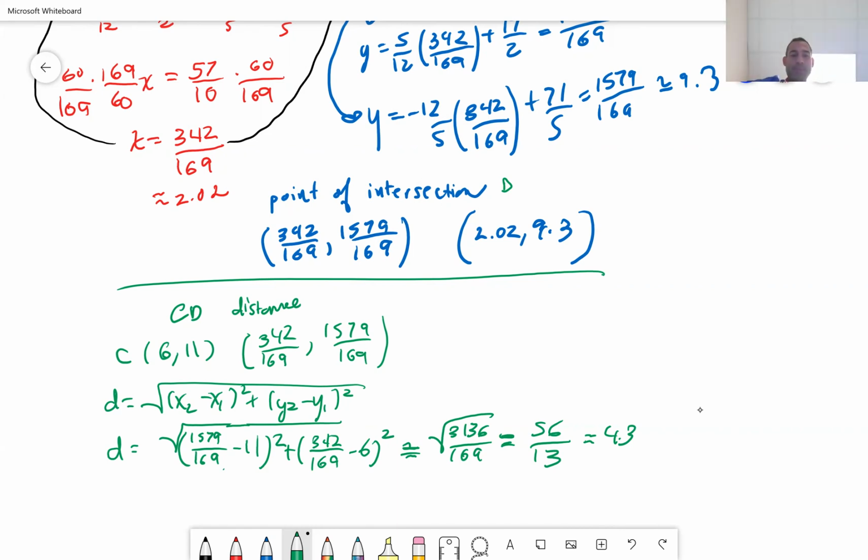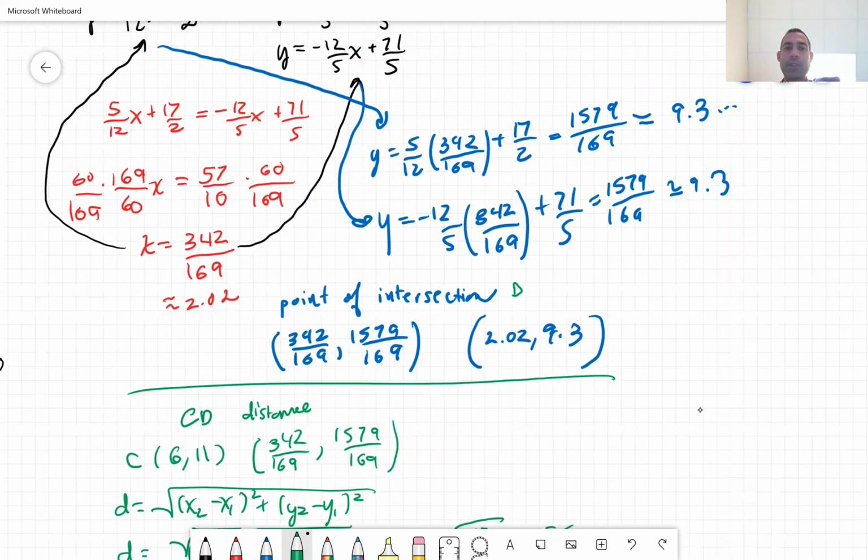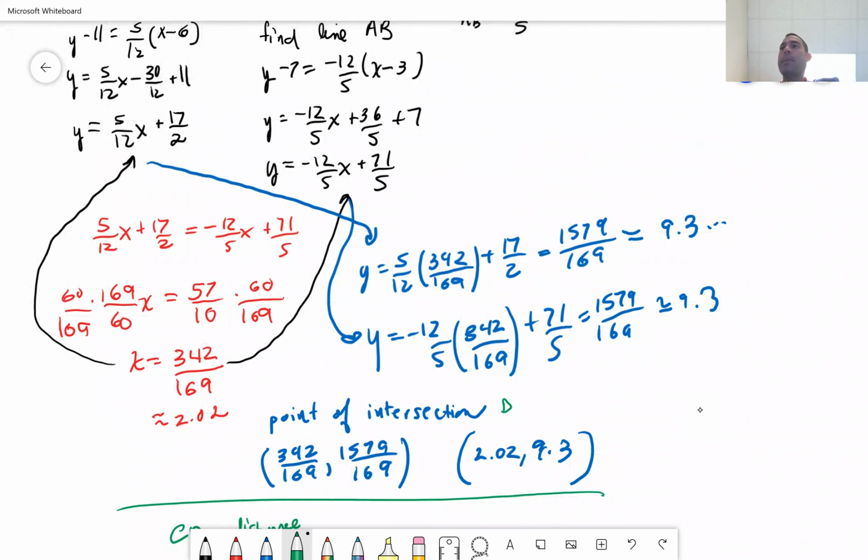Let me go ahead and put the formula here as well. For the Desmos calculator, go ahead and put negative 12 divided by 5 in parentheses, with x, and then plus 71 divided by 5. So there's a point of intersection. The point of intersection is 2.02, 9. So that's correct. And what we want to do is figure out the distance to 6 comma 11, which is right here.